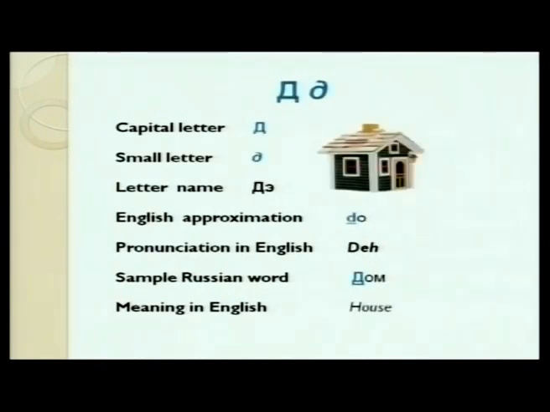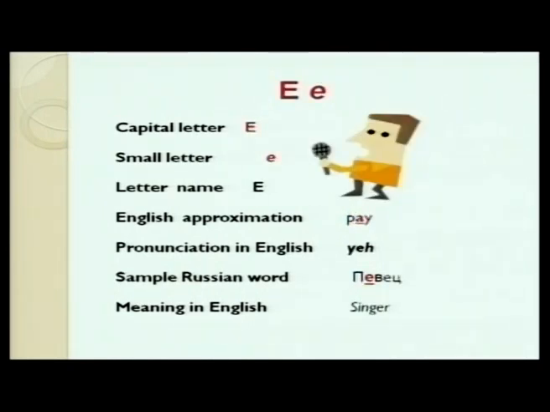The next letter is de. De, like D in do. I will give you one example in Russian. Dom. Dom, which means house. The next letter is ye. Ye, like A in pay. I will give you an example in Russian. Pevets. Pevets, which means singer.